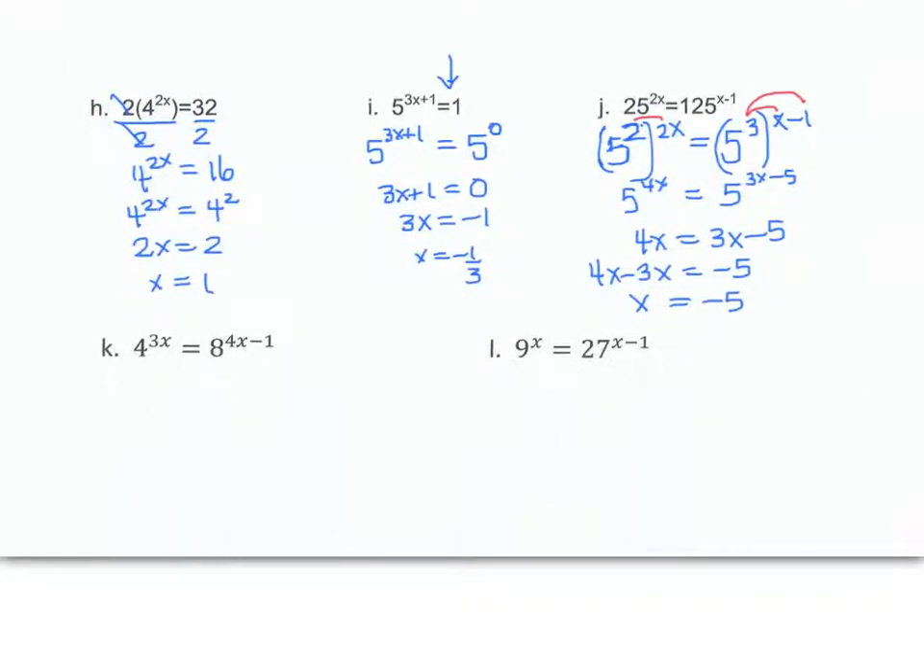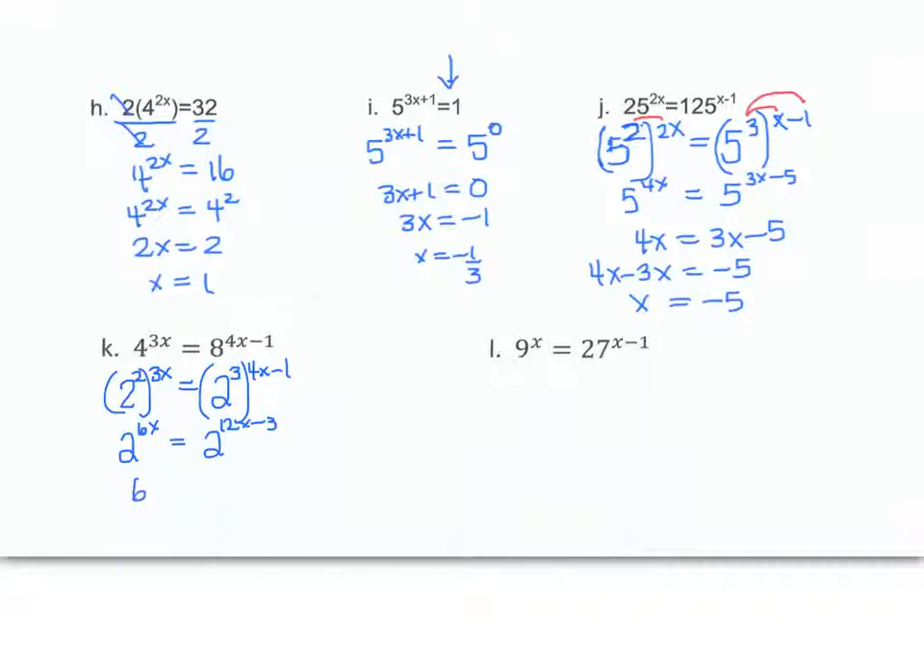The same thing happens in the next example. So I can't write 8 as a power of 4. 4 times 4 is already 16. That's bigger than 8. So we're going to have to get another common base. So we'll use 2. I can write 4 as 2 squared. So it will be 2 squared to the 3x. And I can write 8 as 2 cubed. So it will be 2 cubed to the 4x minus 1. Simplify the exponents. So we'll have 2 to the 6x and 2 to the 12x minus 3.